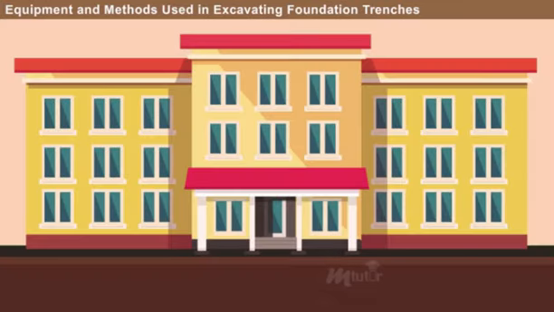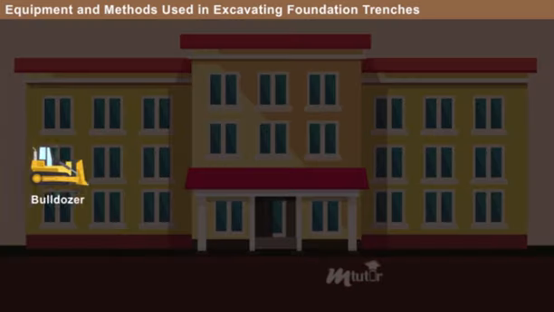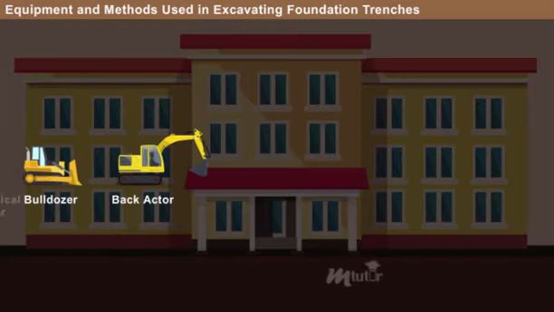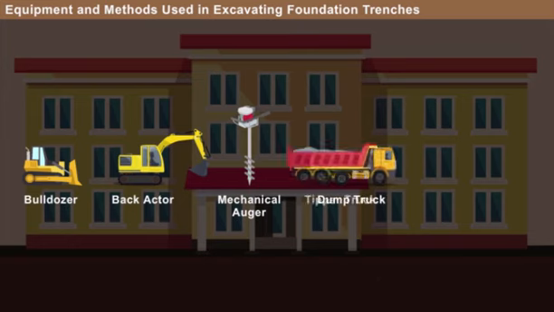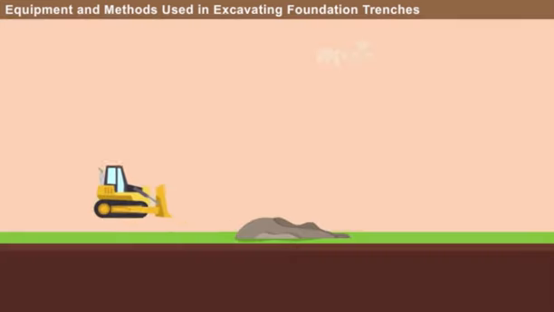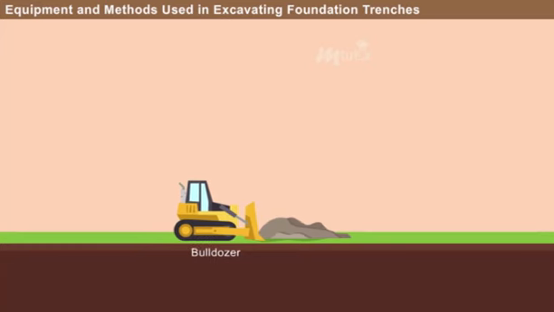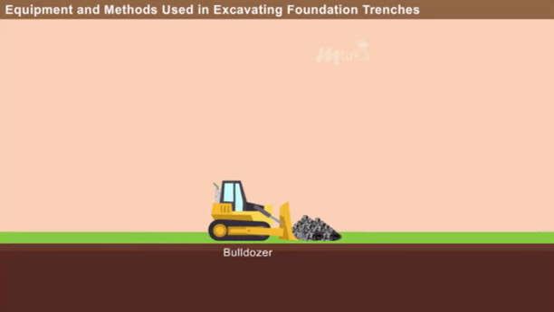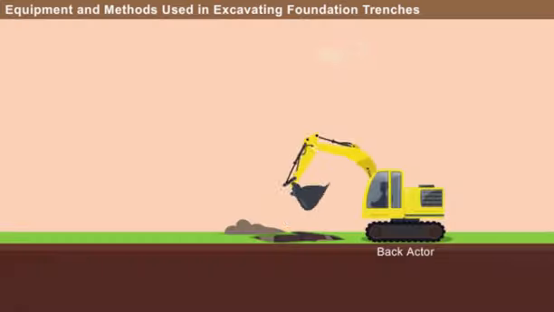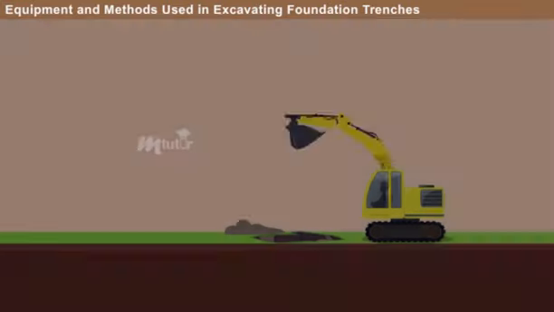For a bigger construction work, mechanical plants are used. They are bulldozer, back actor, mechanical auger, dump truck, and tipper truck. A bulldozer is used to push large quantities of soil, sand, and rubble during construction work. A back actor or backhoe is used to dig down the soil.